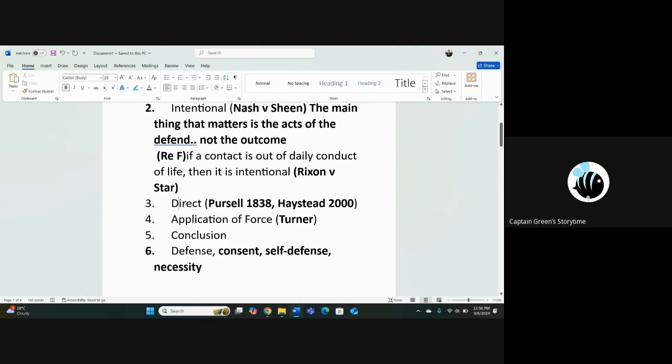Then go towards directness, whether the contact is direct or not. State the exceptions if applicable. Use the cases of Purcell and Hasted. Then come towards application of force, the Turner case, and conclusion. And if any of the three defenses are applicable, you must use those defenses to gain extra marks.